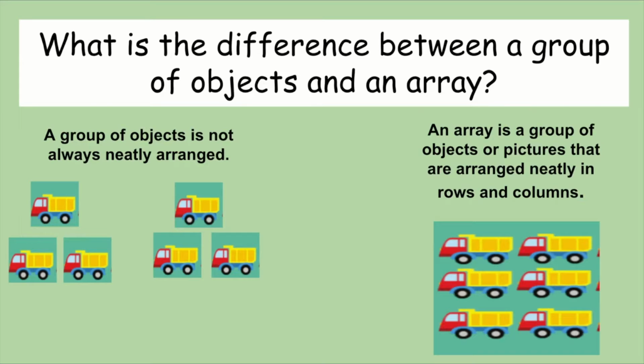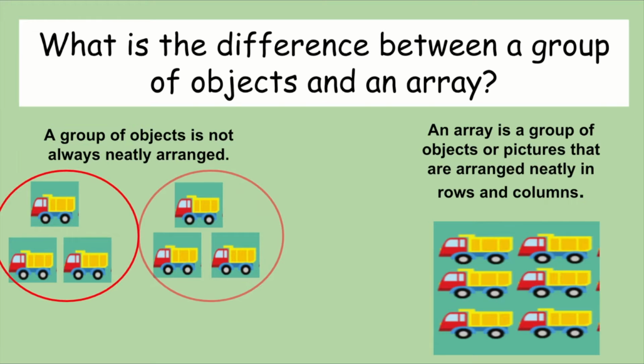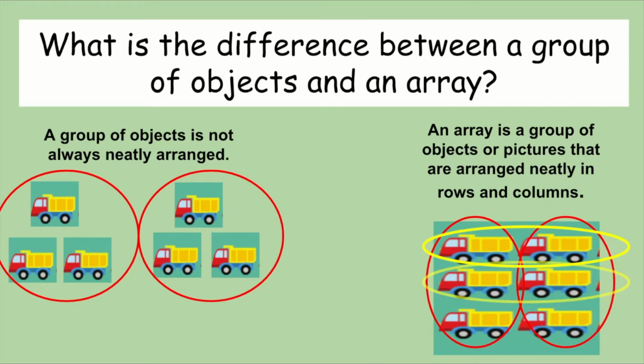What is the difference between a group of objects and an array? Well, groups of objects are not always neatly arranged into rows and columns, whereas an array is always neatly arranged into rows and columns. The dump trucks on the left are grouped into two groups of 3 trucks. The dump trucks on the right are grouped into an array of 2 columns of 3 trucks, or 3 rows of 2 trucks.